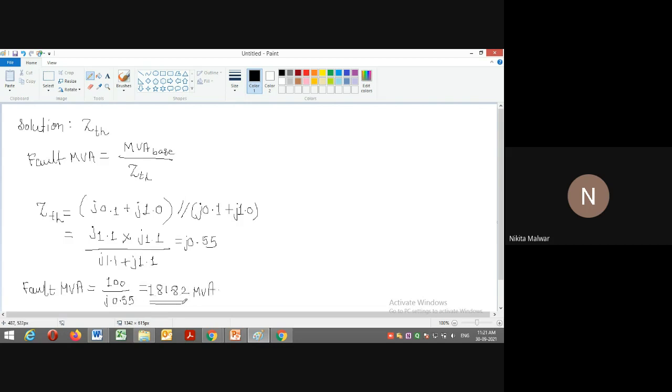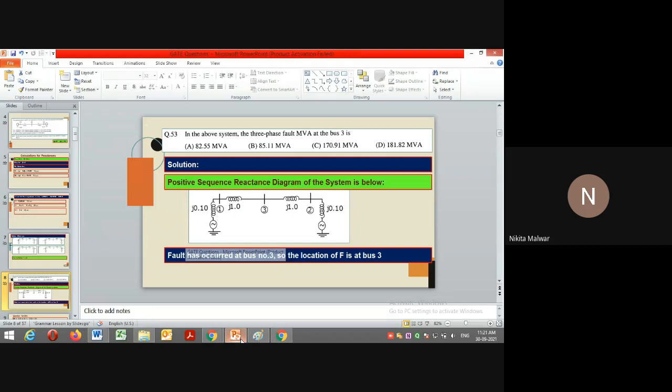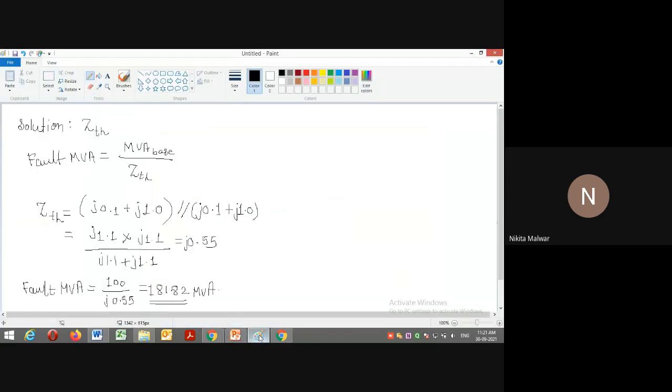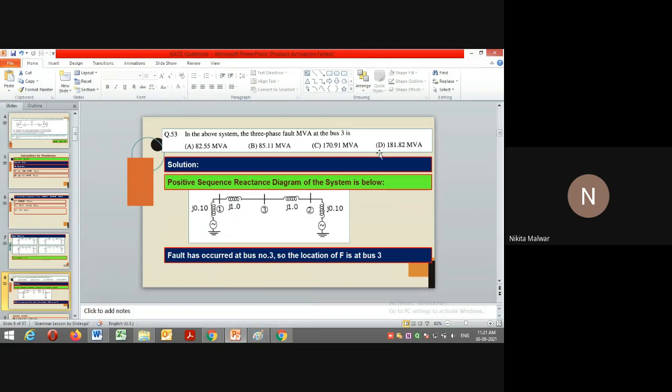Let us observe this value against the four options given. The four options are A, B, C and D. So what is the correct answer? The correct answer is 181.82, so option D is the correct answer. Let us move towards the next question.